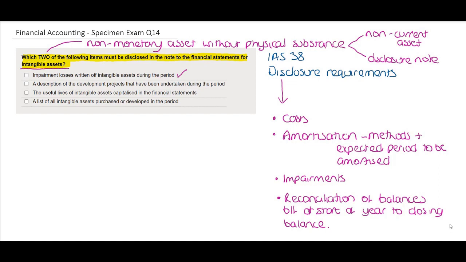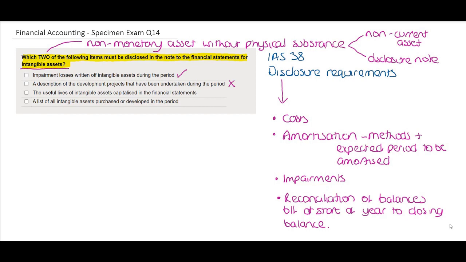The second option, mentioning a description of the development projects that have been undertaken during the period, is something that we wouldn't need in the disclosure note. The organisation would hold this information, but it doesn't need to be communicated in the financial statements. The third option is that the useful lives of intangible assets capitalised in the financial statements should be included.